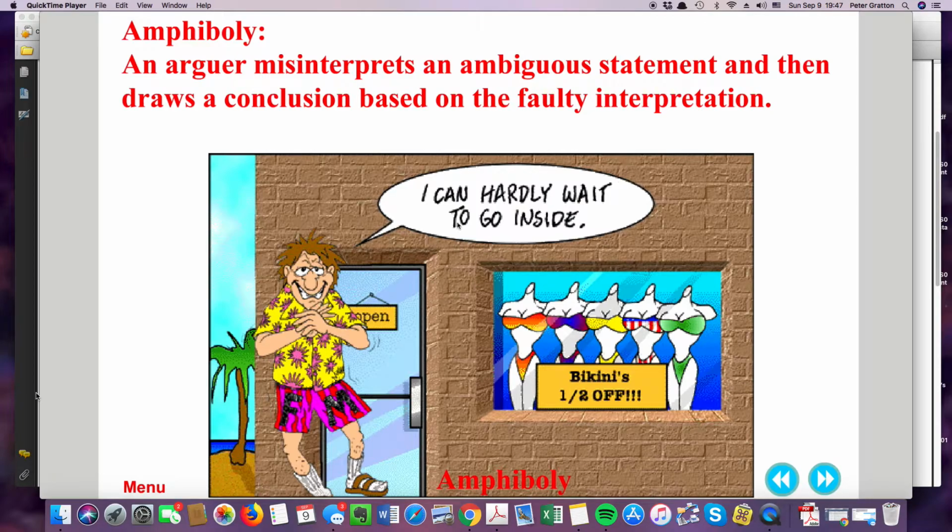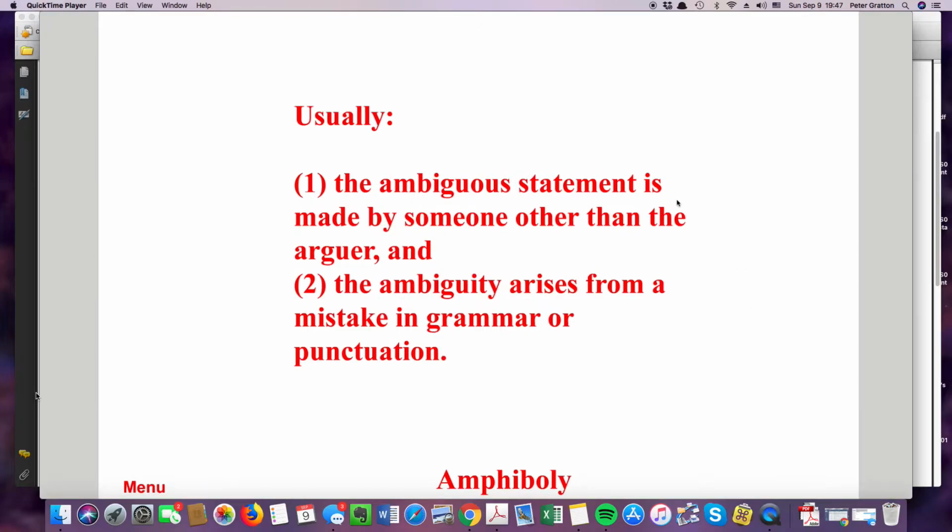Okay, so I can hardly wait to go inside. So this pig is assuming that the bikinis are literally half off the people inside. So you misinterpret an ambiguous statement, and then draw the conclusion based upon that faulty impression. Usually the ambiguous statement is made by someone other than the arguer, and the ambiguity arises from a mistake in grammar or even punctuation.